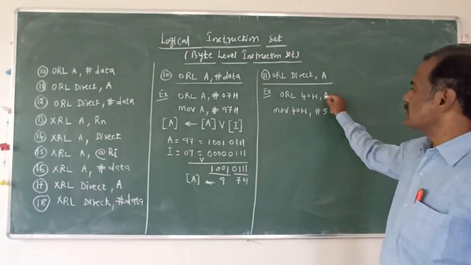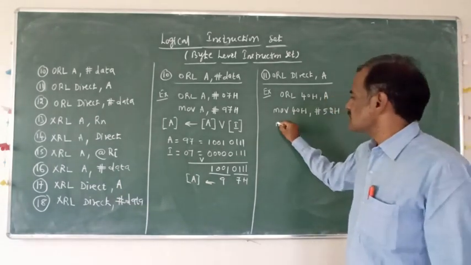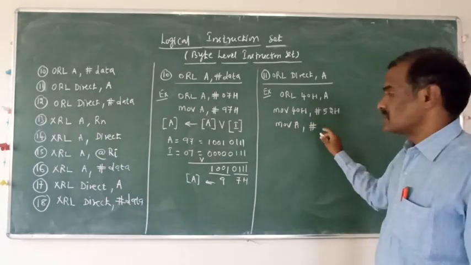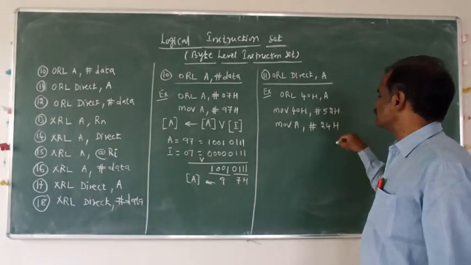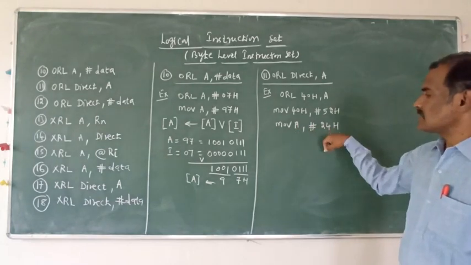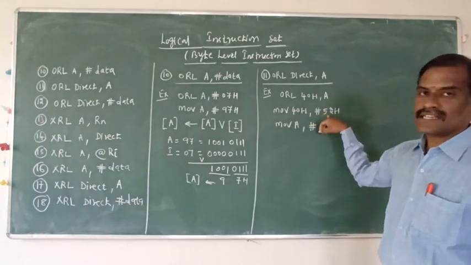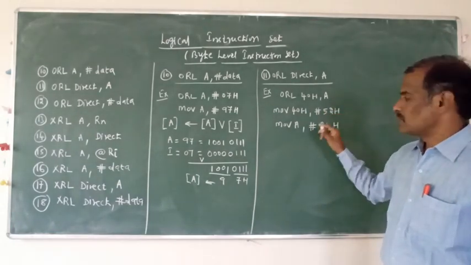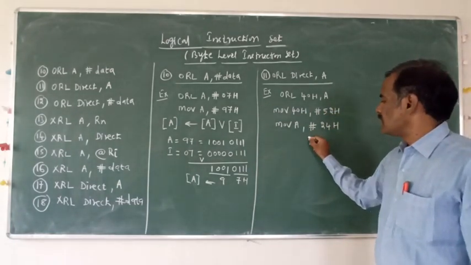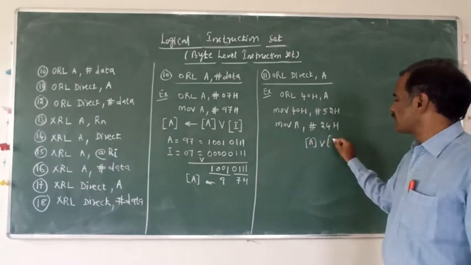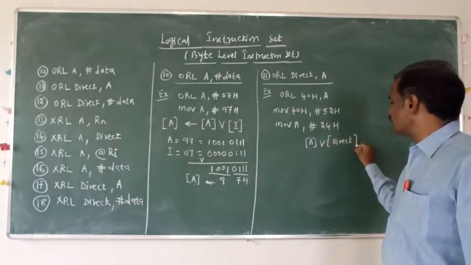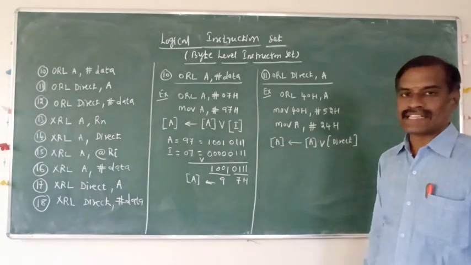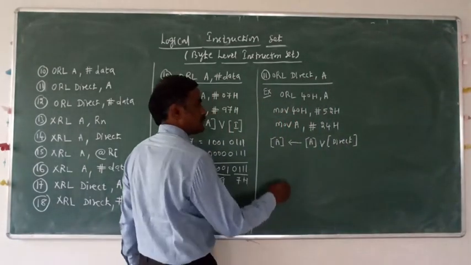And then the A register data. We have to initialize the A register: MOV A comma hash 24H. The A register has 24 and the memory address location data is 52. Now logically OR these two data. For that, the A register, the logical OR symbol, and the direct memory address location data, and the result moves to the A register itself.